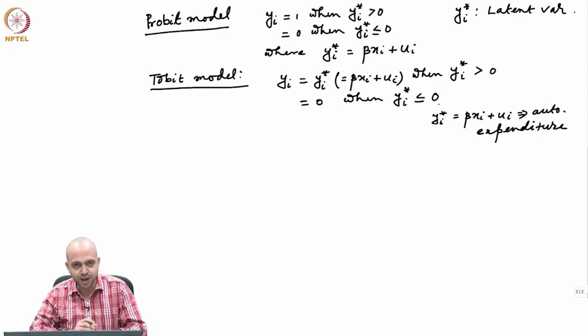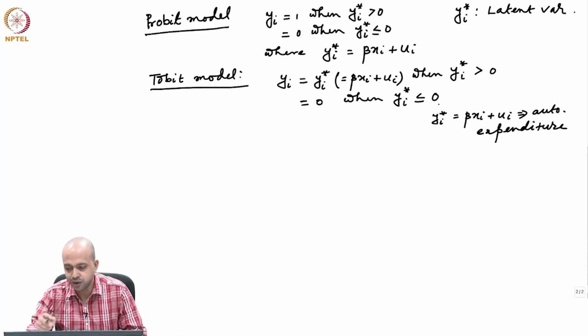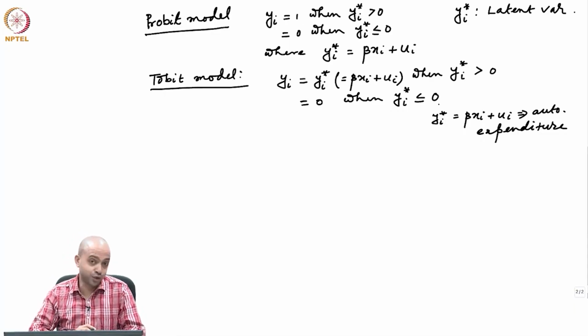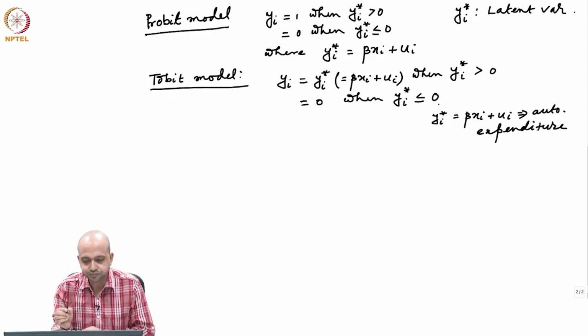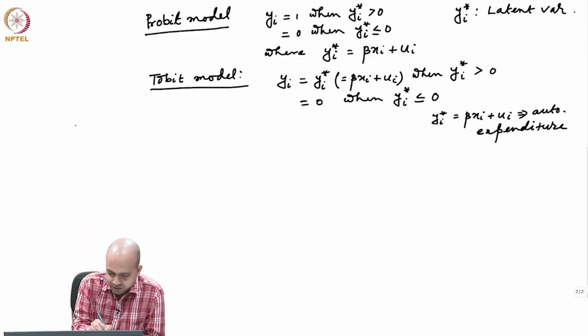So, in my sample, while estimating, I will include only those who have positive expenditure. But the question is, how will you estimate the model? Can you throw away or remove those households from your sample who have 0 expenditure on automobiles and estimate the model using OLS? That is the first question that comes to our mind. So, how do you do this estimation?